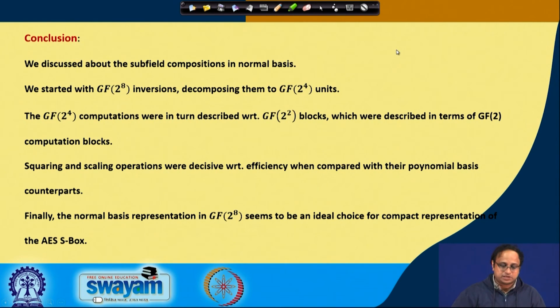Just to conclude, we discussed the subfield composition in normal basis. We started with GF2 power of 8 inversions, decomposed them further into GF2 power of 4 inversions or GF2 power of 4 computational units. The GF2 power of 4 computations were then in turn described with respect to GF2 power of 2 blocks, which were further described in terms of GF2 computation blocks. We discussed that squaring and scaling operations were very decisive with respect to efficiency when compared with their polynomial counterparts. Finally, the normal basis representation in GF2 power of 8 seems to be an ideal choice for compact representations of the AES S box. In particular, I would also like to mention in passing that a normal basis representation also probably gives a more fault tolerant design. But that is another story.